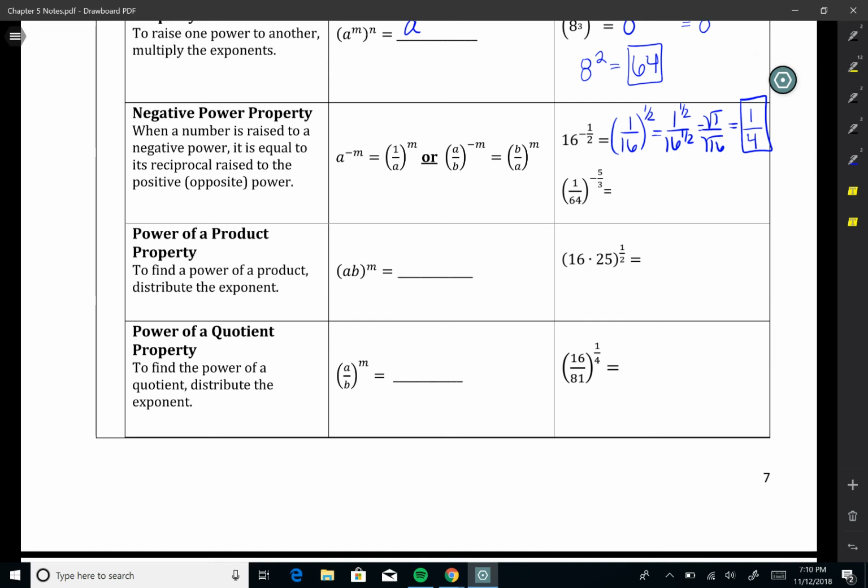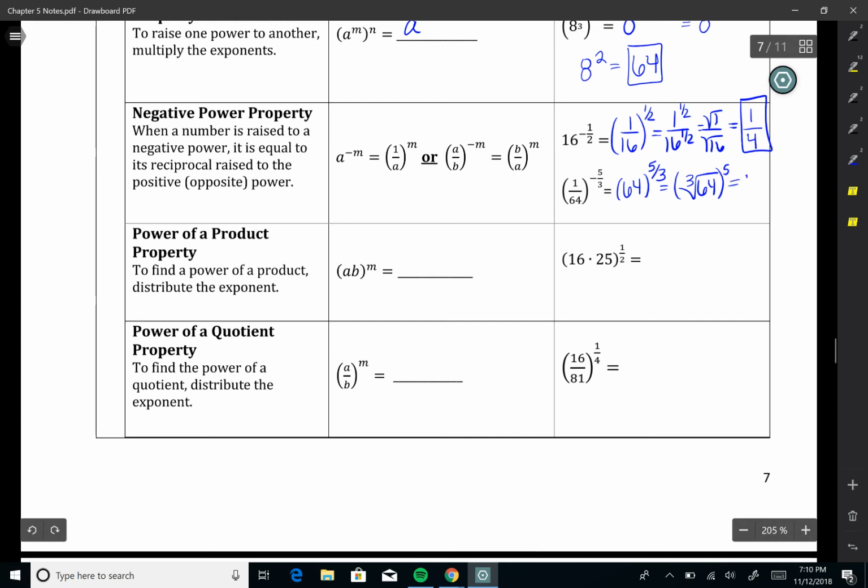For the next one, I have 1 over 64 to the negative 5/3. So when I do the reciprocal there, that's just 64 to the positive 5/3. Now I'm going to use the definition of a rational exponent and change this to a radical. So 5 would be my power, 3 would be my root, and I ask myself, could I take the cube root of 64? And I can, so I want to write that as taking the root first. So the cube root of 64, put that in parentheses and raise that to the 5th power.